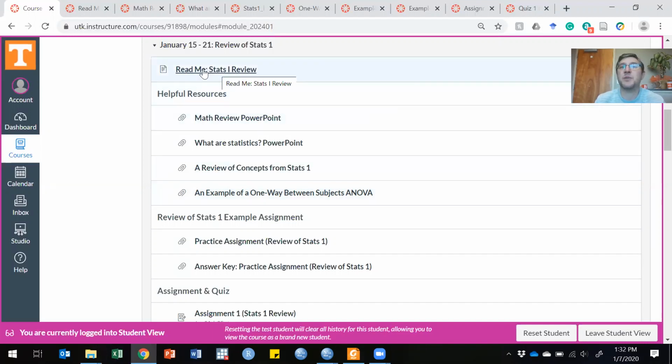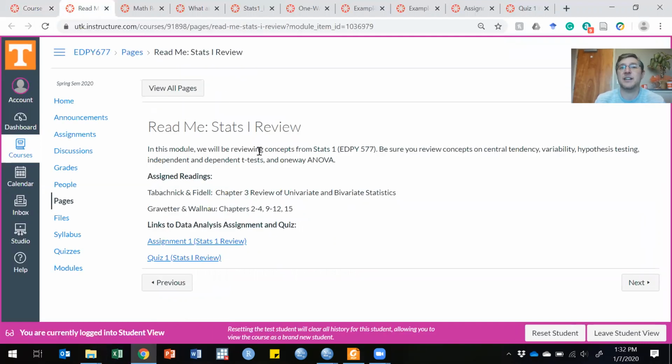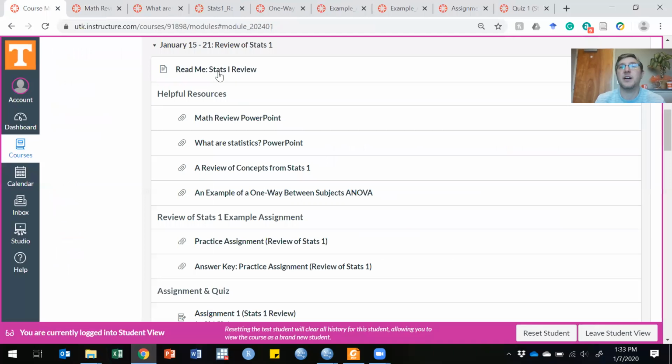For each module, always start with the README. Here we can see it gives you a basic idea of what we're doing. Some assigned readings, you can look in the Tabachnick and Fidell, Chapter 3. If you have the Gravetter and Wallnau book, these are the basic chapters that we're covering. And then you can also find a link to the assignment and quiz in here too. There are also some helpful resources in here.